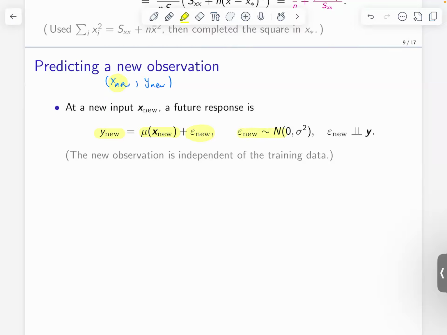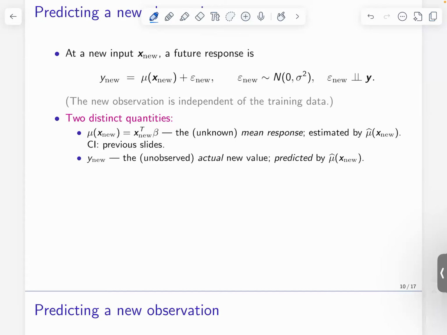This new epsilon nu would be, under our E2 assumption, normal with mean 0 and variance sigma squared, and it would be independent from all the previous observations. So in particular, it would be independent of y, or you could say, independent of the training noise, epsilon 1 up to epsilon n, the ones that we saw during the fitting. Okay, so you're going to use that fact.